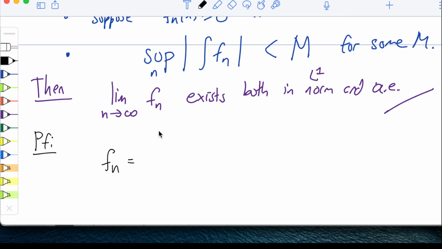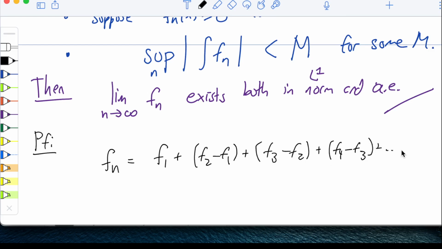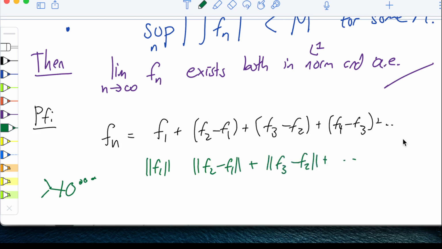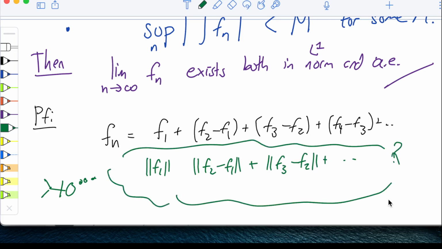Fn, again, you write it as the telescoping sum: F1 plus F2 minus F1 plus F3 minus F2 plus F4 minus F3. Okay, and there you are sitting in the fields dreaming about what would happen. This is you. What would happen? Could it be that these things are summable? You're thinking about the sum of all the norms. If the sum of all the norms was finite, we would be so happy. But actually, because they're monotone, what is the sum of the norms? The sum of the norms is actually just the norm of Fn.